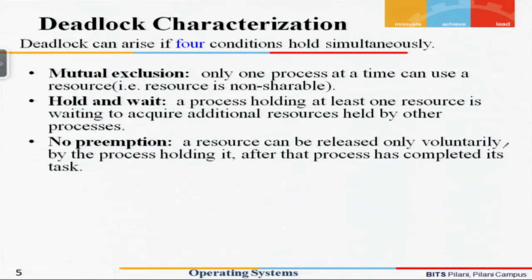And let us say that even if the process is holding a resource and waiting for another resource, a deadlock can actually be avoided if the resource held by a particular process can be preempted. But in general, for a general purpose operating system, resource preemption is not allowed.